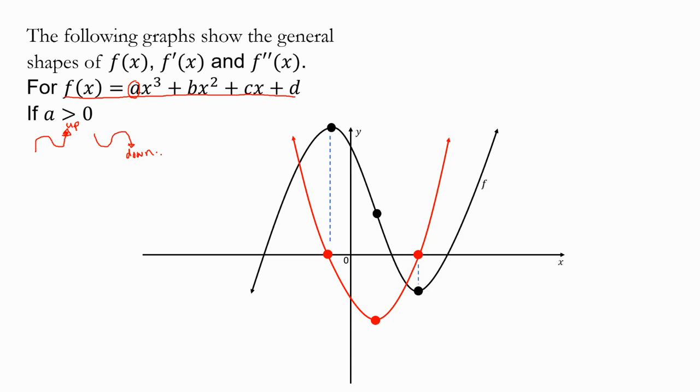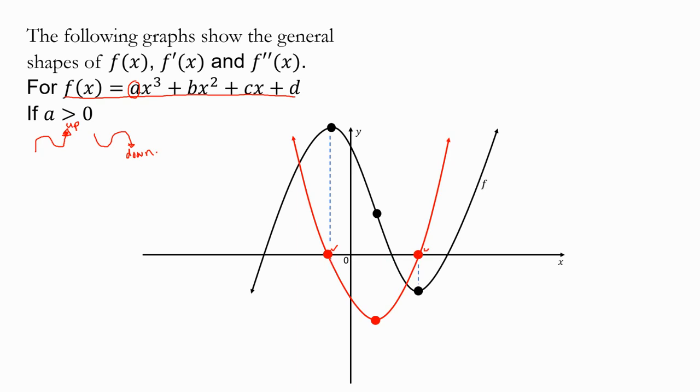Okay, so at this point here, because at the turning points the gradient is equal to 0, that's why this is the x-intercept here. At the turning point, the gradient is 0. That's why this is the x-intercept here. The red graph represents the gradient of the black graph.